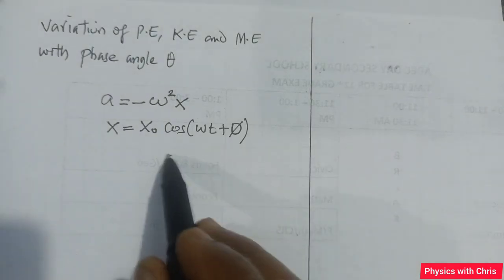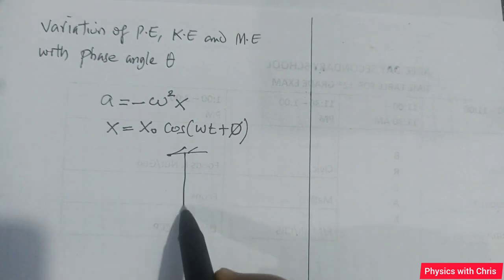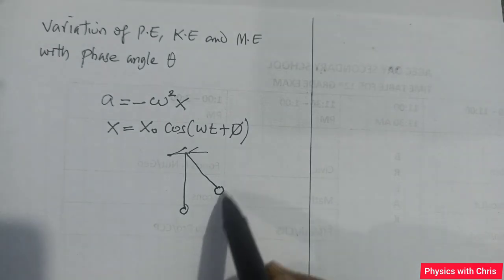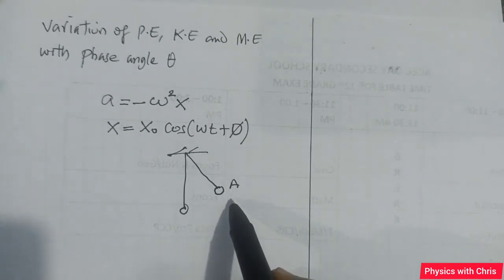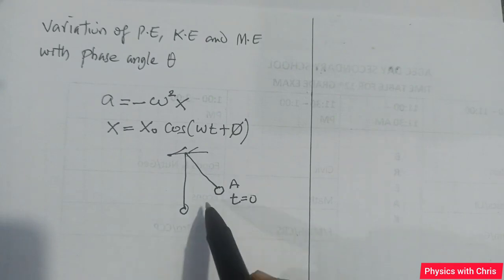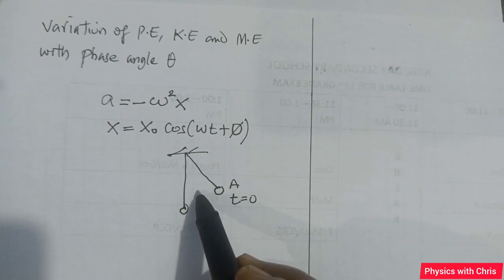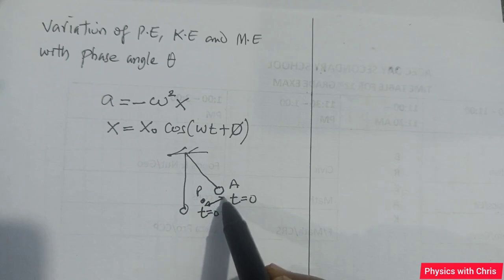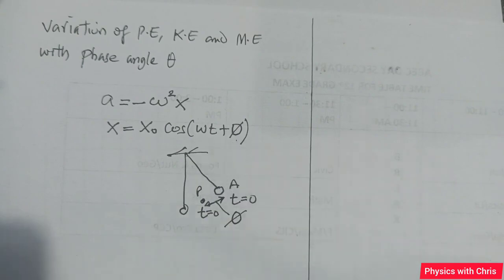Just like we have an oscillating body, a simple pendulum. Let's say this point A here is the maximum displacement. I'm supposed to start oscillating at time t equal to 0 at point A. But if I choose to take my time t equal to 0 at a point such as P, it means there's an initial angular displacement here, which I call my initial phase angle phi.